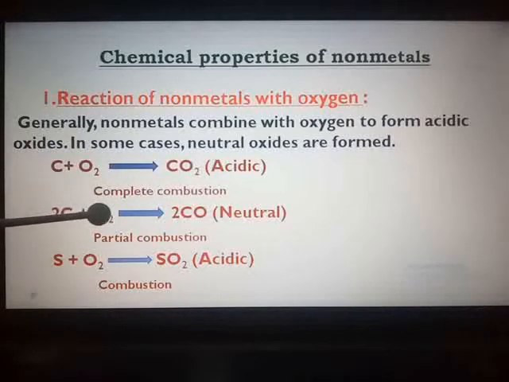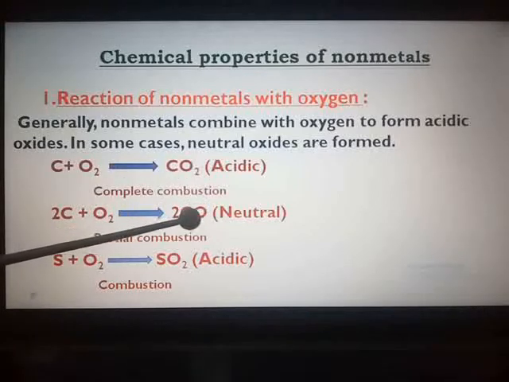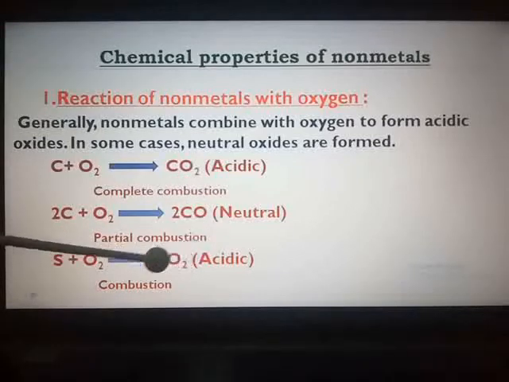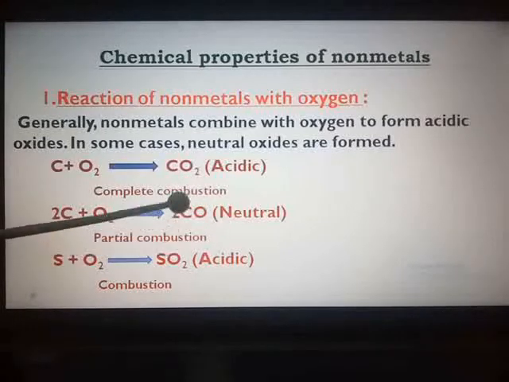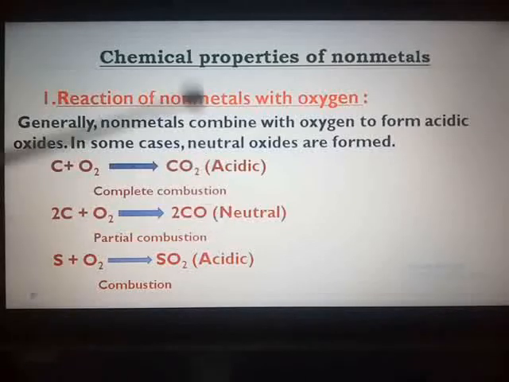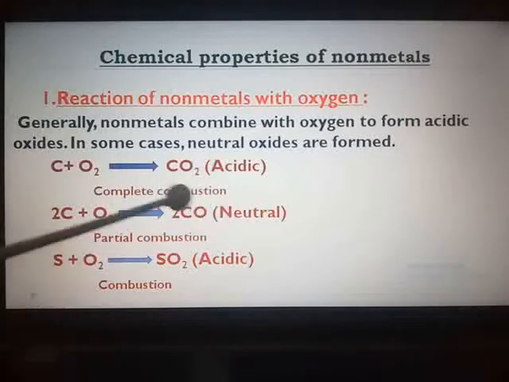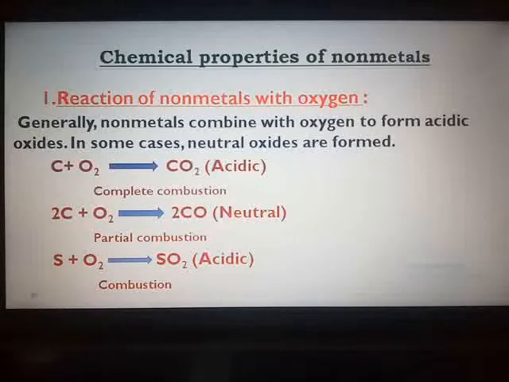Carbon, when treated with oxygen, can also form carbon monoxide. See here it is 'di' because there are two oxygens, here it is single. So monoxide, partial combustion. Here the oxide which is formed is a neutral oxide. Another non-metal, sulfur, when treated with oxygen, forms sulfur dioxide, which is an acidic oxide. So you can see that not only acidic oxides, but in some cases neutral oxides are also formed when non-metals combine with oxygen.